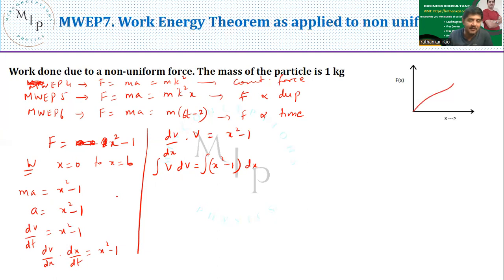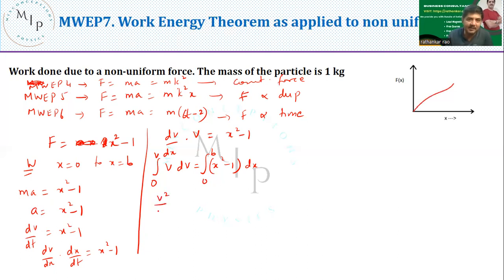I said that the particle started at x equal to 0. The lower limit should always be the first value. What was the velocity? It started from rest, so put 0 here. When the particle reached the point b, its velocity is v. Put v here, so it is at b here. Now let us integrate this.